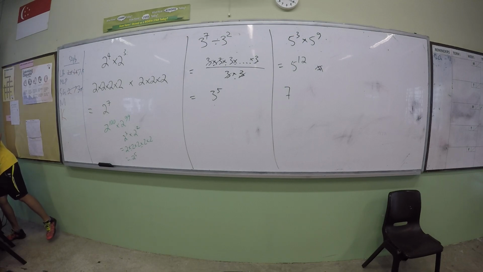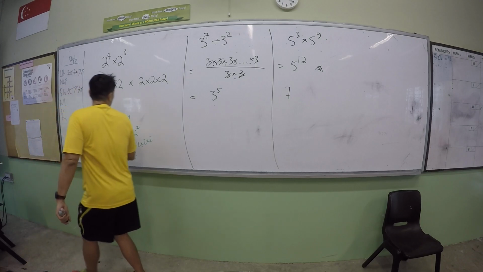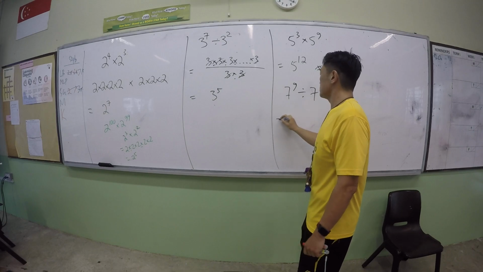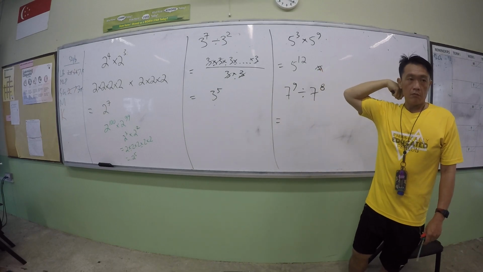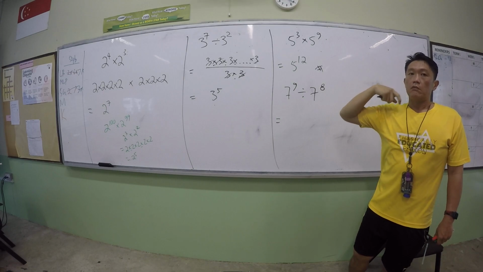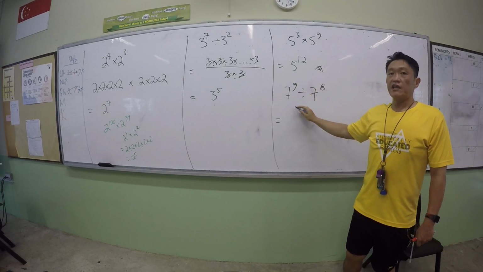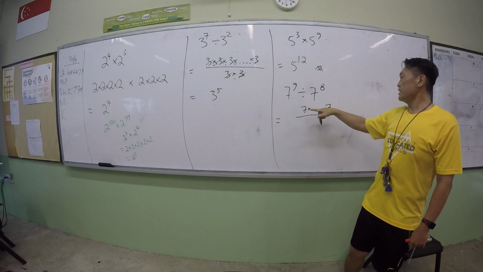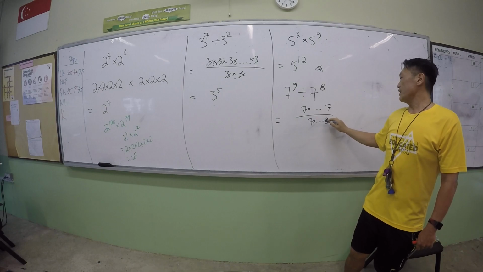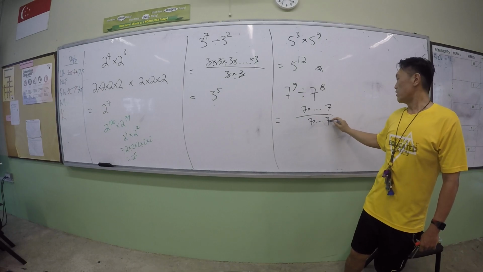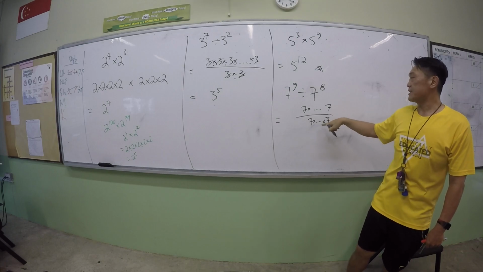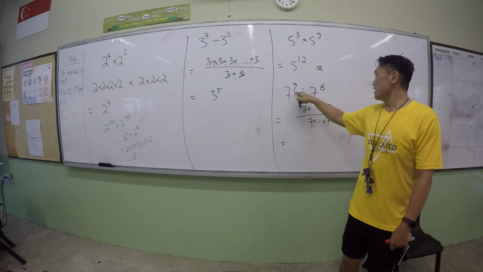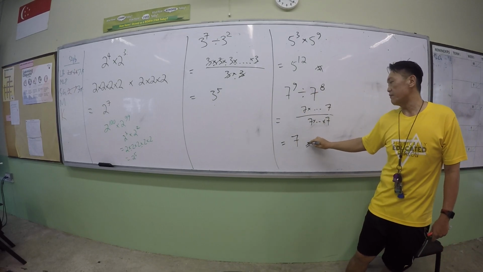7 to the power of 9 divided by 7 to the power of 8. Okay? So again, this is divide, means there are 9 7s on top, there are 8 7s at the bottom. So you will be cancelling away 8 of them, meaning 9 minus 8, you are left with 7 to the power of 1.